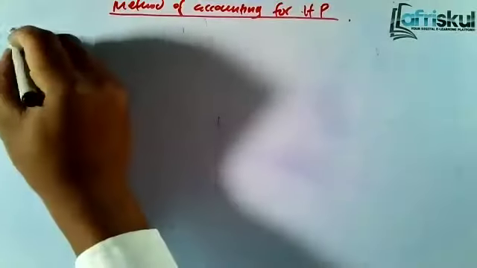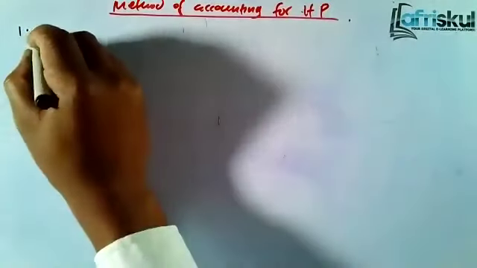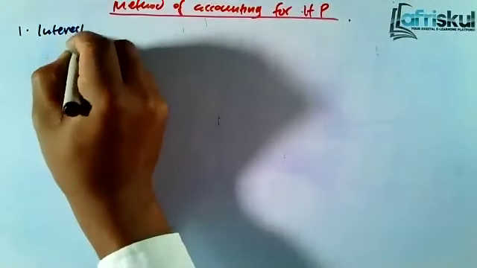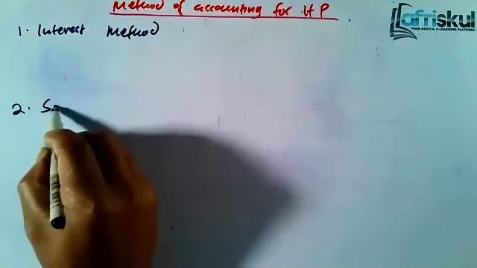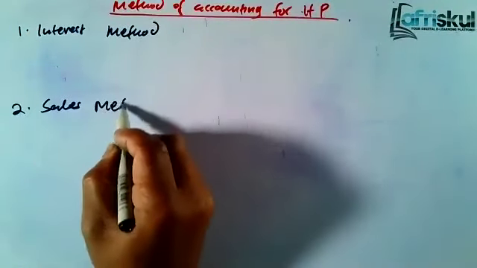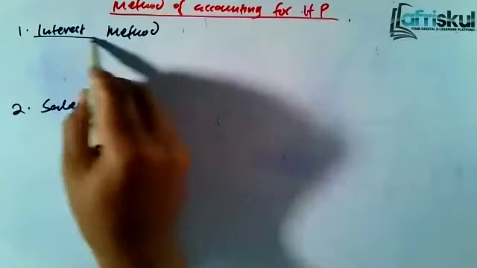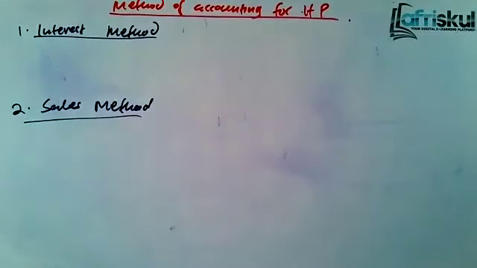So one of the methods we can use is known as the interest method. And method number 2 is known as the sales method. Those are the 2 methods used when accounting for hire purchase.